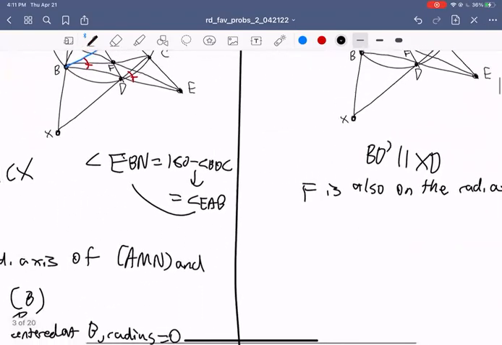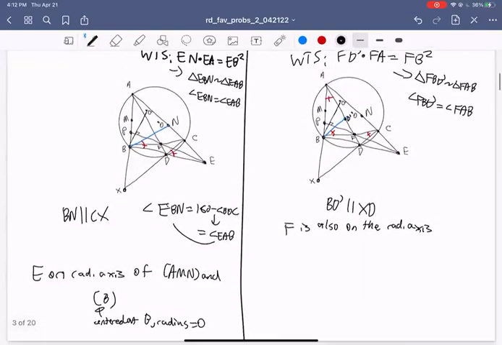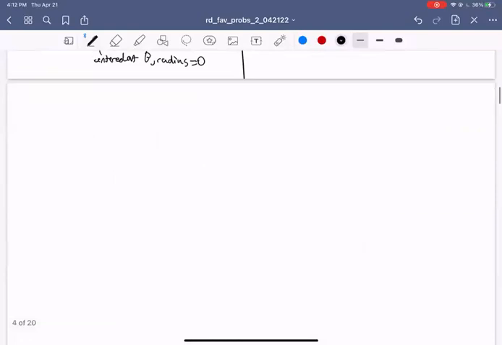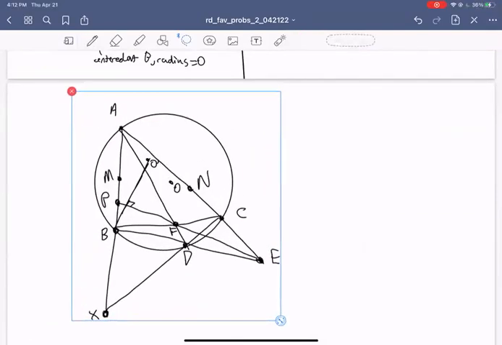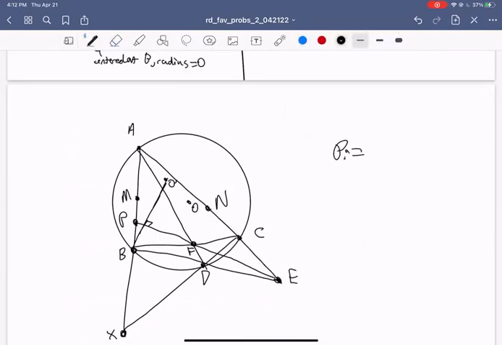And the radical axis of two circles is always a line perpendicular to the line between their centers. So that means that first of all, line EF is perpendicular to line O prime B, and also the radical axis must be the line between E and F. And we can define P as the intersection of AB and EF.